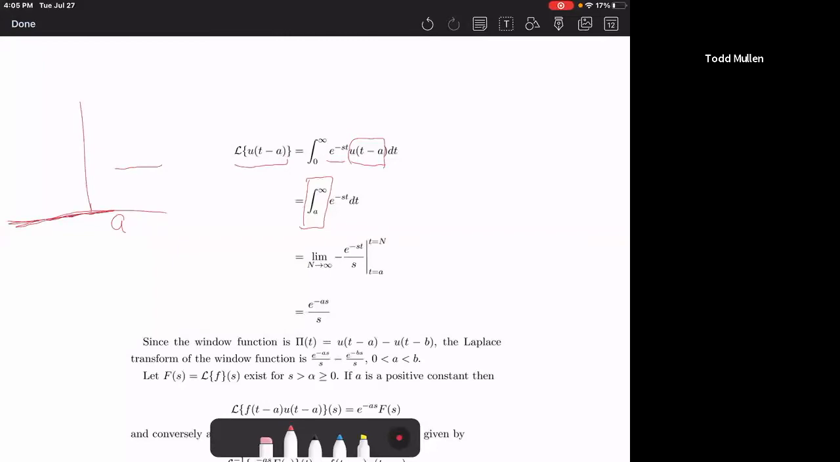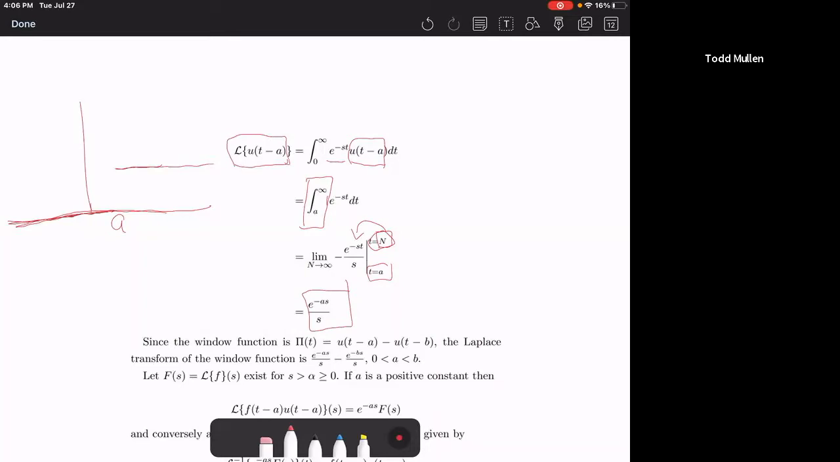So if we integrate from a to infinity, what are we integrating? U of t minus a is just equal to 1 from a onward. So it's just 1 times e to the negative st. So we're just integrating e to the negative st. We integrate that from a to n as n approaches infinity. We've gone over this many times about how when n equals infinity, this e to the negative nt is just going to go to 0. So we're left with positive e to the negative as over s. And that will come in handy. That is our Laplace transform of the unit step function u of t minus a.